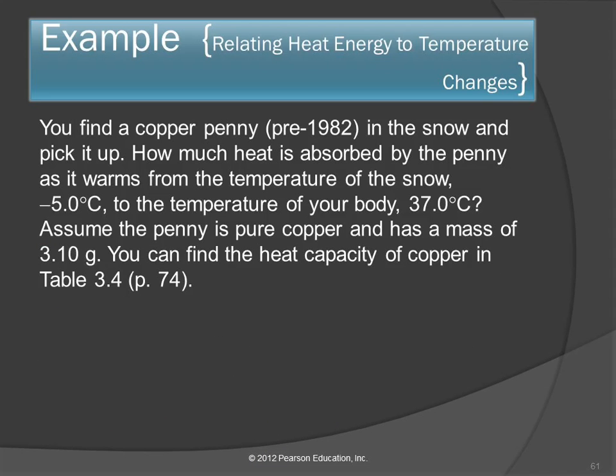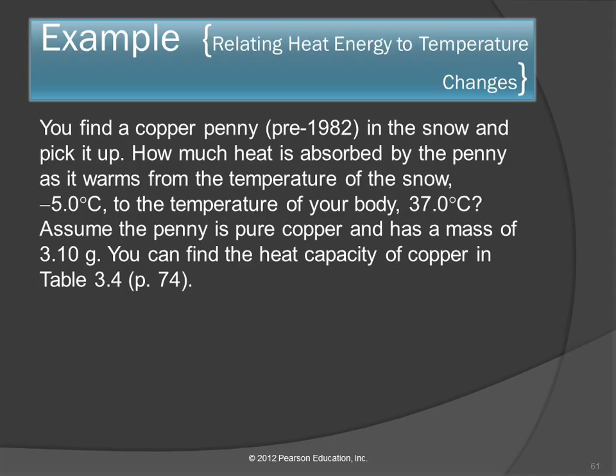So let's do an example. This one has a lot of words in it. You find a copper penny, pre-1982, in the snow and pick it up. How much heat is absorbed by the penny as it warms from the temperature of the snow, minus 5 degrees Celsius, to the temperature of your body, 37.0 degrees Celsius? Assume the penny is pure copper and has a mass of 3.10 grams. You can find the heat capacity of copper in table 3.4.